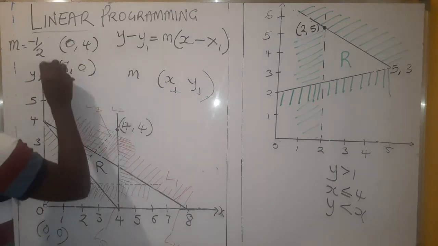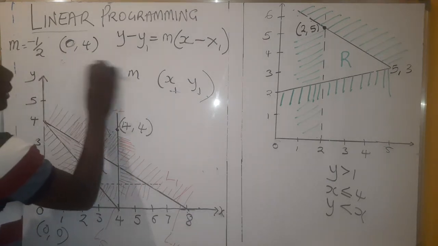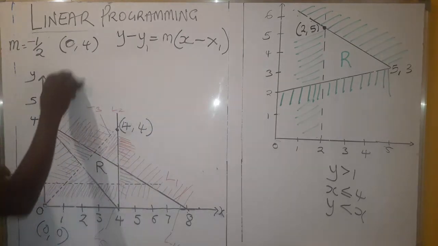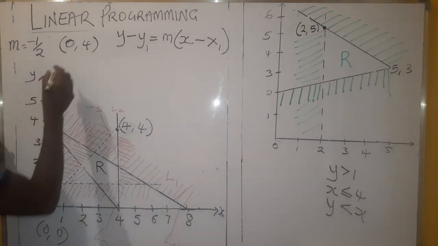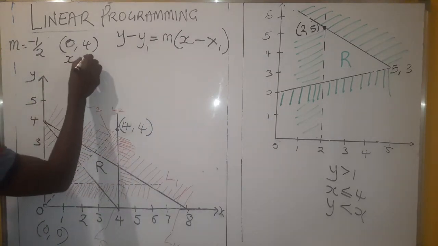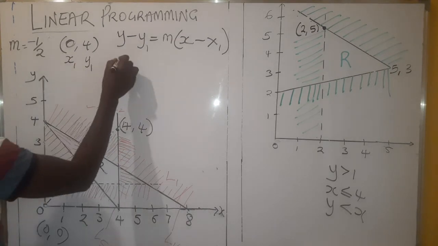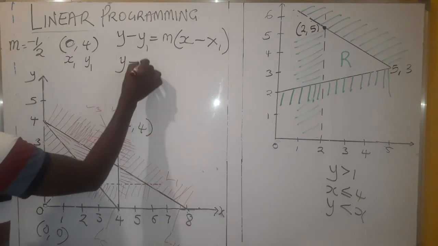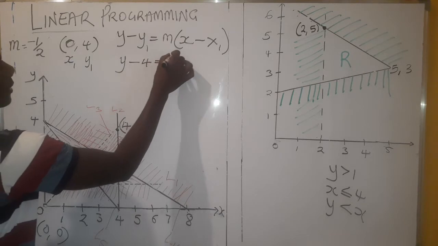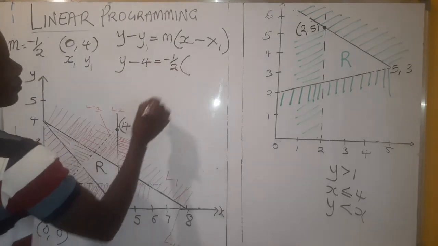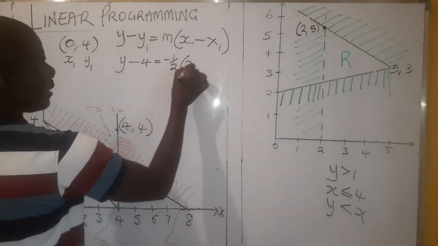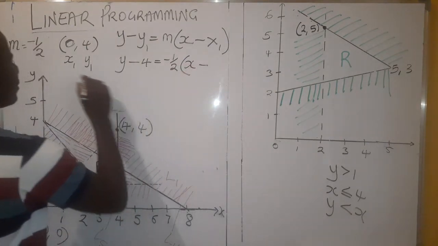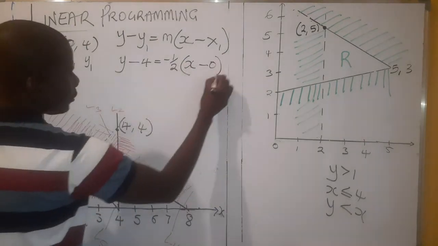You can pick either this one or this one. So let's go with the first one. So this is what I'm going to call my x1. This is going to be my y1. So we say y minus 4 is equal to negative 1 over 2, what do we have? x minus x1, which is 0.